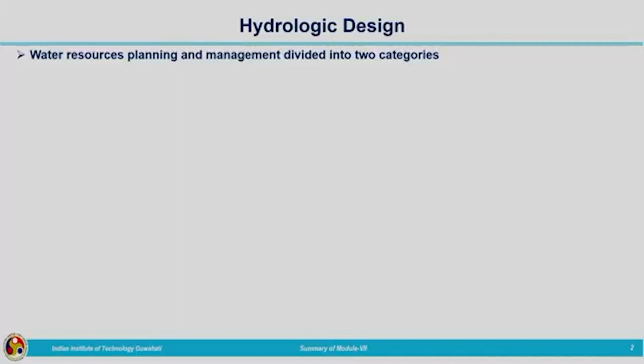Hello all, welcome back. In the previous lecture we have completed Module-VII, that was on hydrologic design. Today let me summarize that module. When we were discussing water resources planning and management, it is divided into two categories. Our aim was looking into two directions related to water control and water use and management.